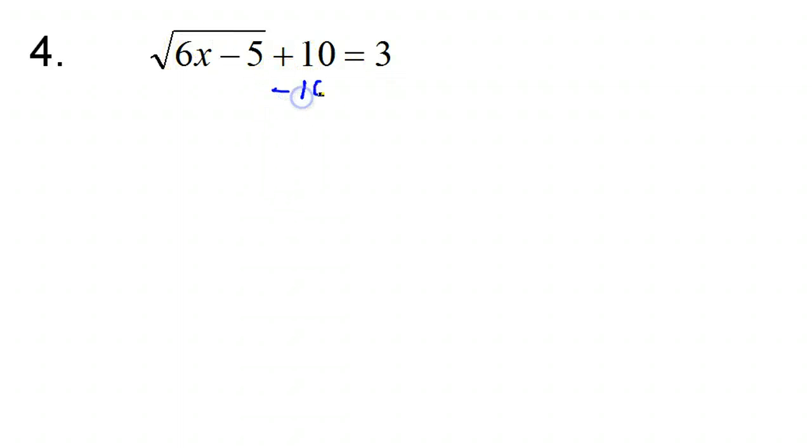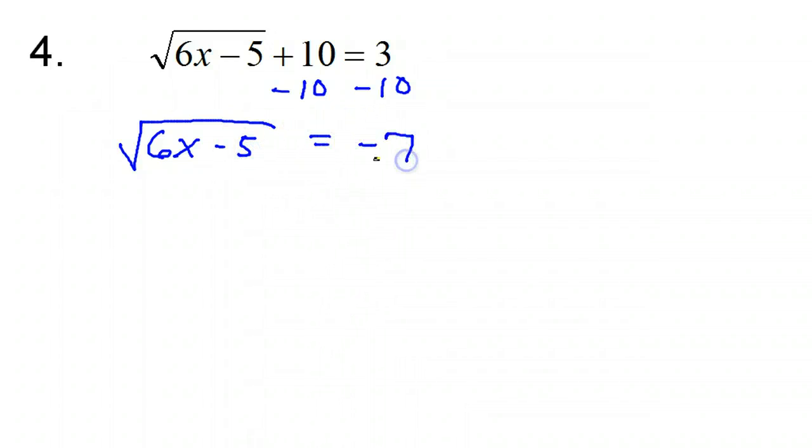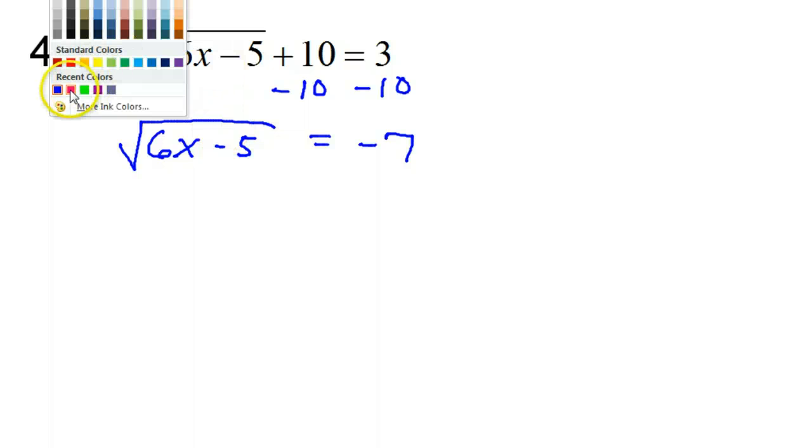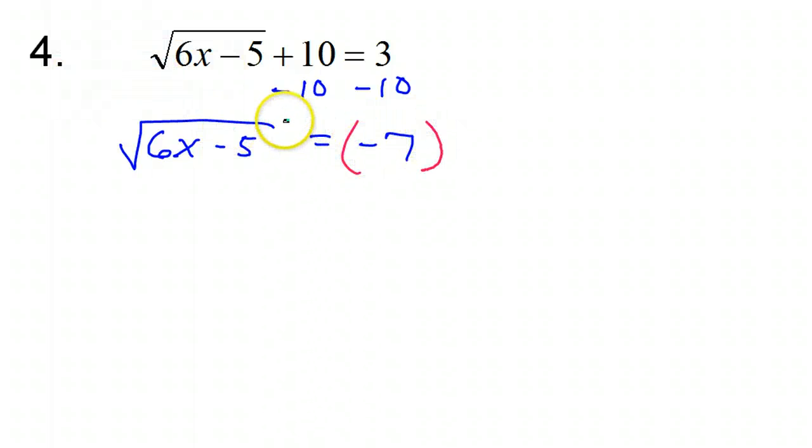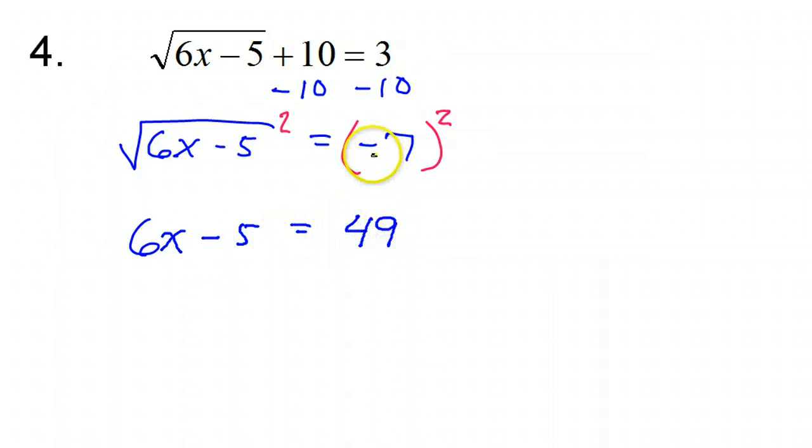So we need to get this radical by itself. Let's subtract 10 from both sides. That's going to give us the square root of 6x - 5 = -7. Next, to get rid of the radical, we would square both sides of the equation. So we're going to square this side, we're going to square this side. On the left side, that does make the radical go away. So that'll give us 6x - 5 = 49. Since -7 times -7 is positive 49.